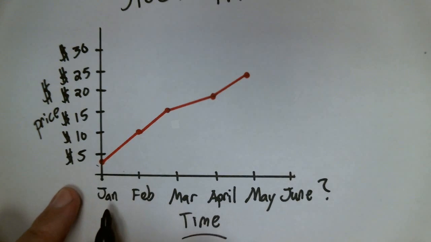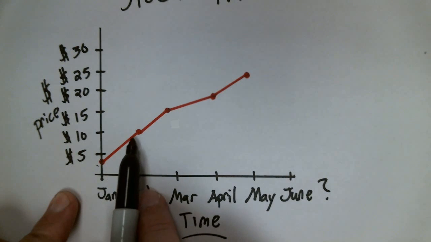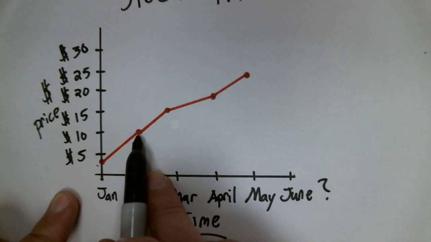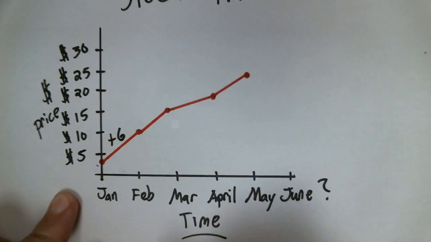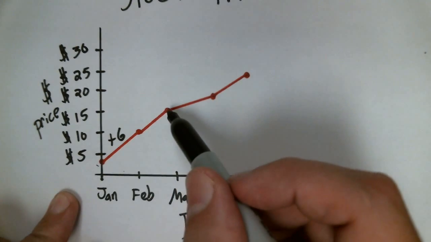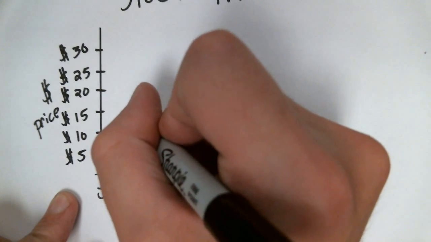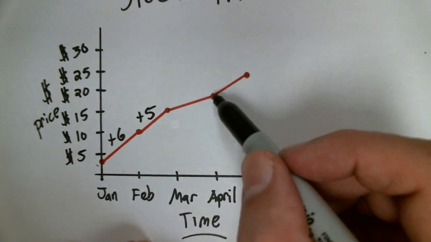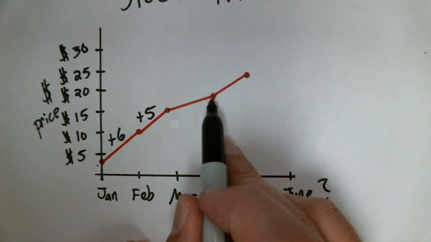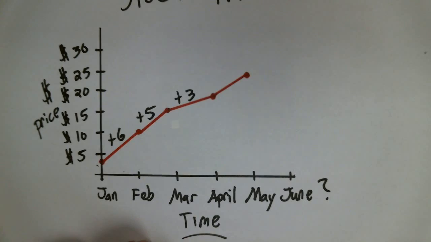In January, it looks like the stock is about, the increment is five, so it's starting about $4 per share. And between January and February, it looks like it goes up to exactly 10. So that's an increase of about six. Okay, from February to March, it went from 10 to 15. So that's an increase of about five. From March to April, it's going from 15, that looks like it's about 18. So that's only plus three. So you can see the graph is getting a little flatter.